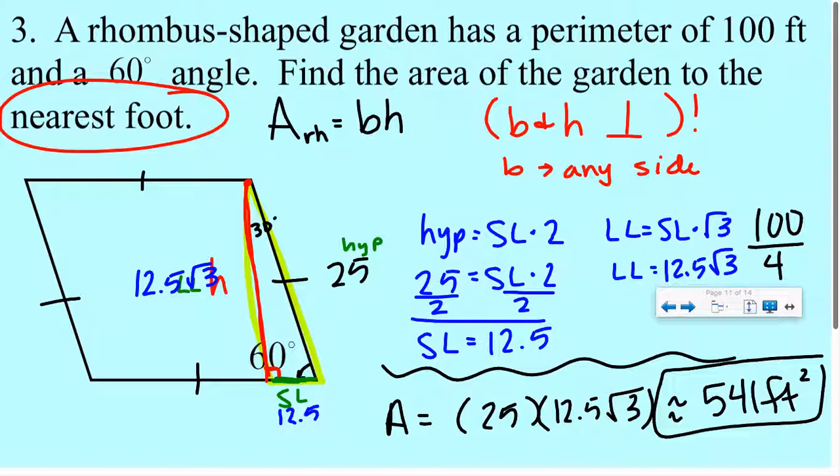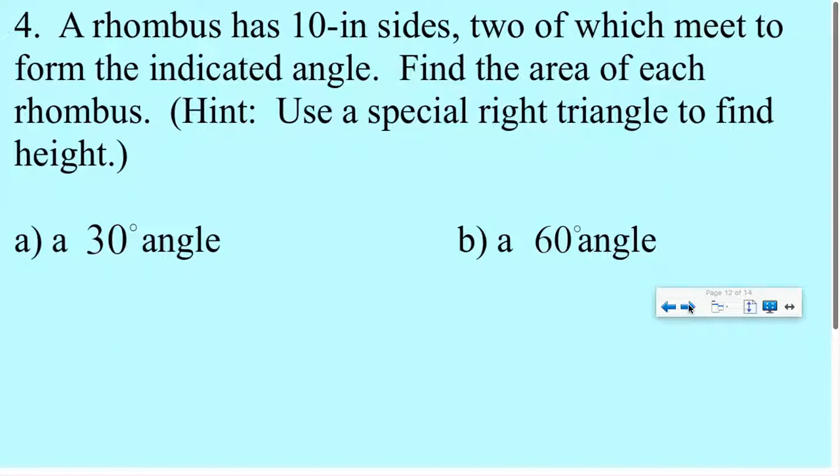Base times height. You have to drop the height in there and you're going to create a special right triangle. Sometimes it could be a 45, 45, otherwise 30, 60. Okay, we're going to try another one of these. So right below that. A rhombus has 10-inch sides, 2 of which meet to form the indicated angle. Find the area of the rhombus.